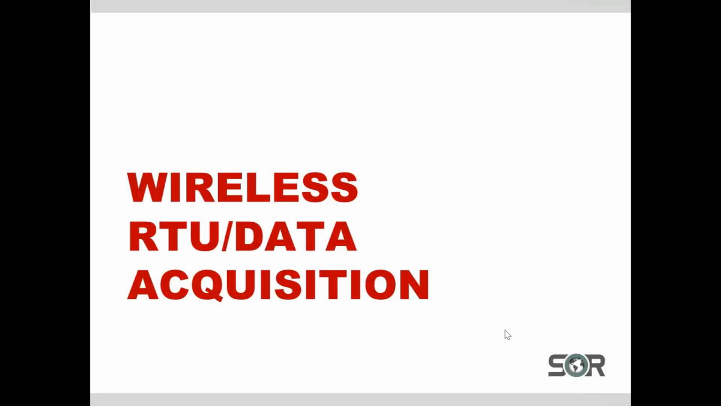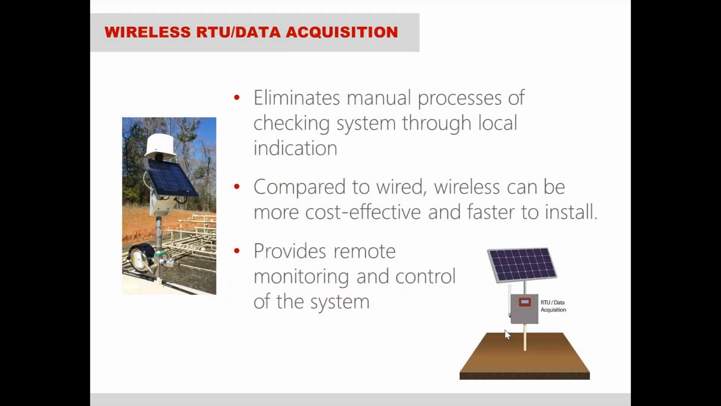So the final application I was going to cover through this process is going to be wireless RTU and data acquisition. And so more and more often today we're seeing a move to wireless transmission of the data from pressure transmitters and other electronic devices. This is really ideal for remote locations where it's too costly to trench and run wire for a wired transmission system. And so what a wireless RTU data acquisition system will do is it's going to eliminate the manual processes required to check the system through local indication.